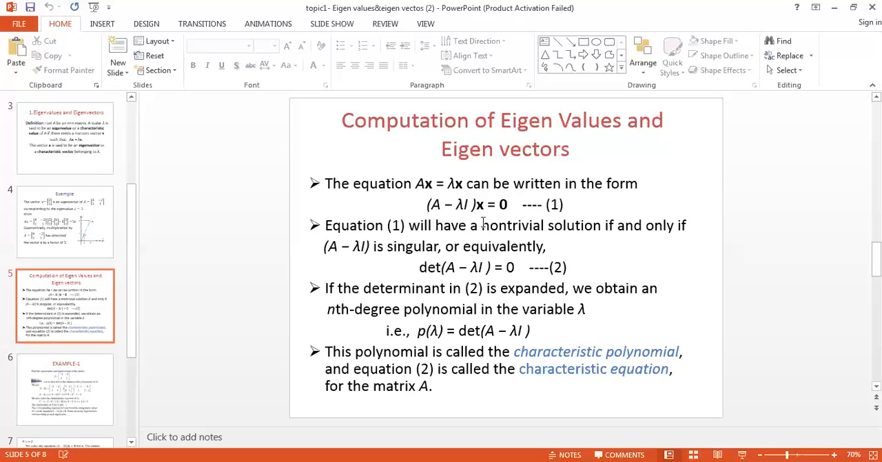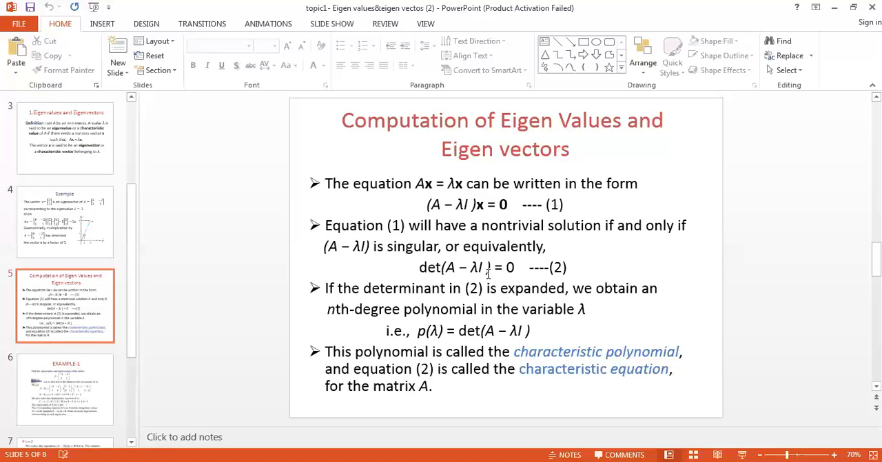This condition is based on the eigenvector, which must be a non-zero vector. This x must be a non-zero vector. So in this case, x is a solution of the homogeneous system. When the homogeneous system possesses a non-trivial solution, A minus lambda I must be singular. Right? Determinant of A minus lambda I equals 0.